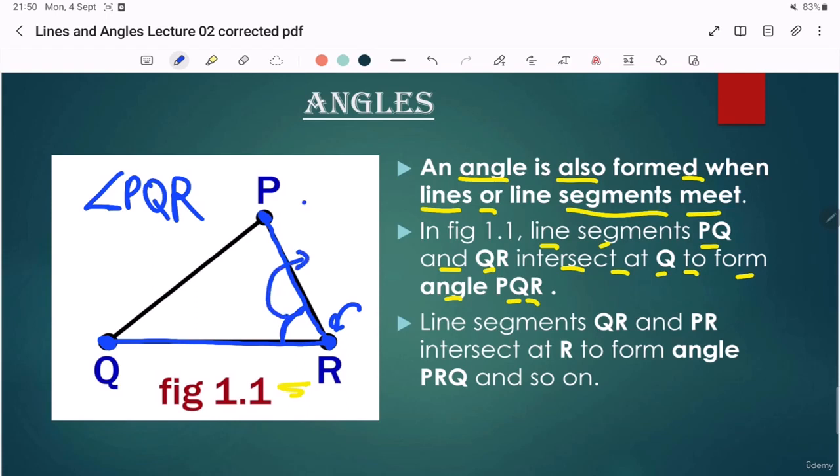This angle is called angle PRQ. In triangles, we will see how to name angles. For the time being, just remember that this angle is angle PRQ. And line segment RP and line segment PQ form this angle. This angle is called angle RPQ. So line segments also form an angle. When line segments meet or intersect, they form an angle.